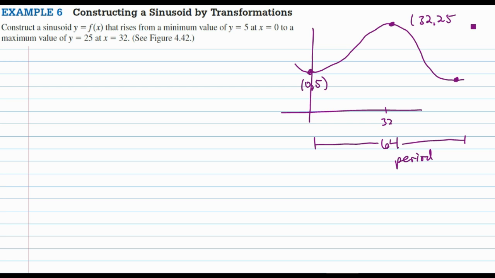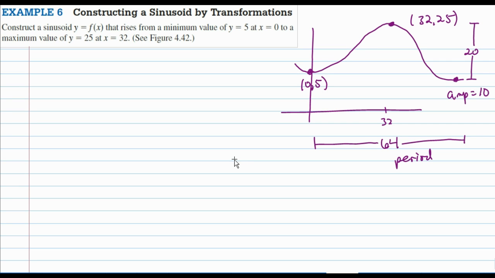All right, the height of the curve, this whole stretch, it goes from 5 to 25. So that's a whole stretch of 20, which means the amplitude is 10, half the height. Well, the last problem I started out with y equals sine of x because that just made sense for the shape of graph we were dealing with.